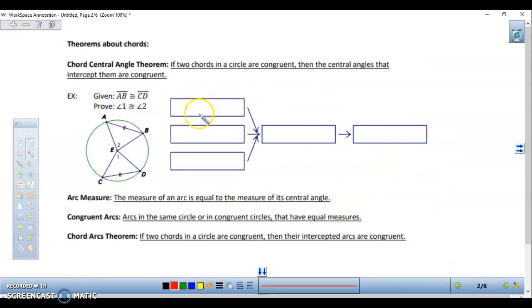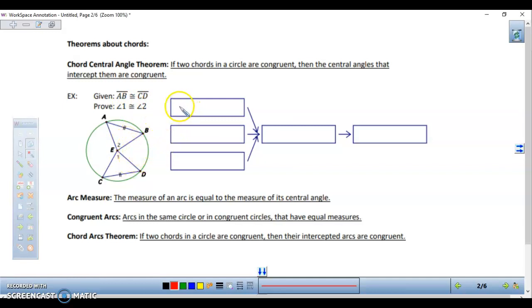The first theorem about chords today is that if two chords in a circle are congruent to each other, then the central angles that intercept them are congruent. What I'm saying essentially is that in this picture, if I know that segment AB is congruent to segment CD, that's given, then I can justify that angles 1 and 2 must be congruent. And this is a really easy thing to prove.